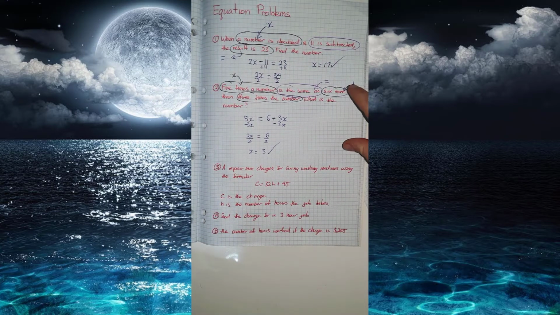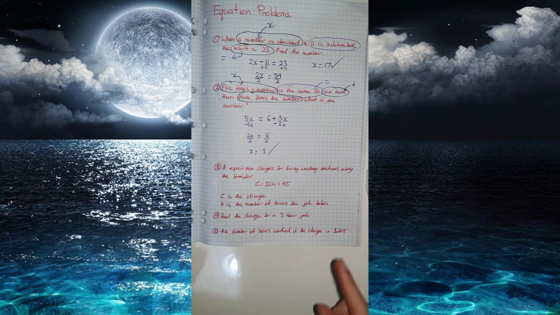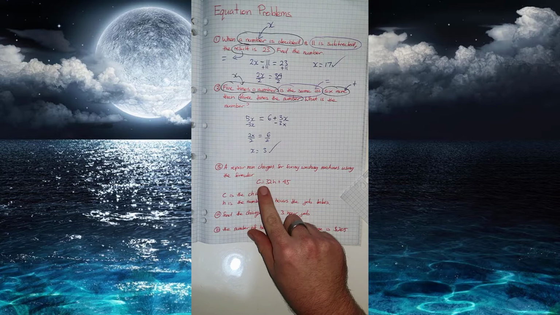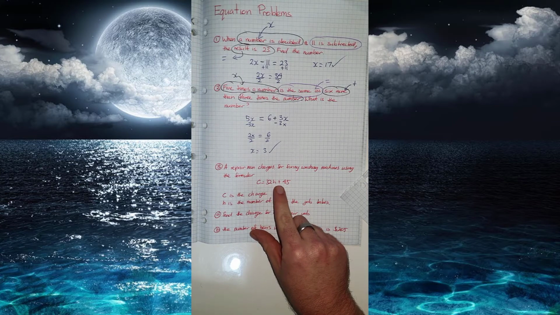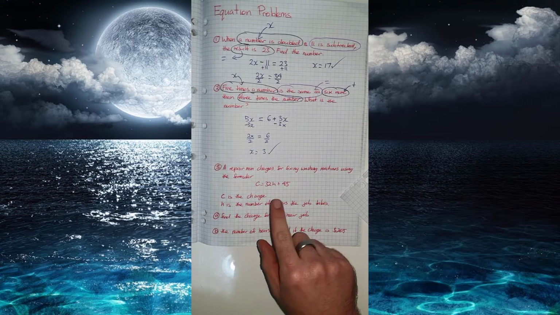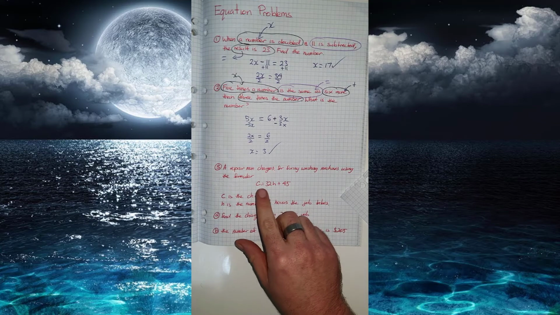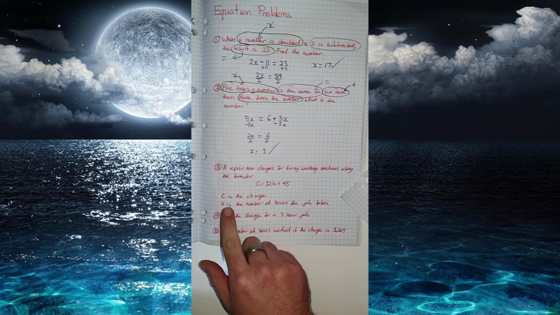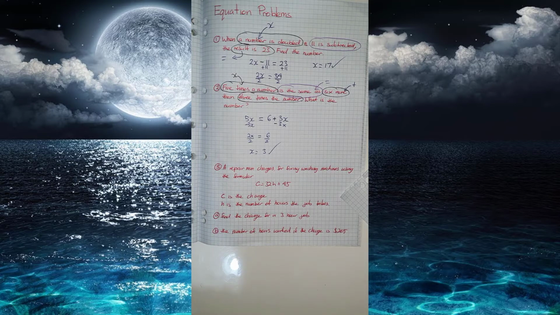Now something a little bit different, very similar to substitution. Sometimes you have to derive the equation formula. Sometimes, however, and more likely, particularly in business and science, you get given the formula. Now a repairman charges for fixing washing machines using the formula C equals 32H plus 45. We've got 2 different variables in here. C is the charge and H is the number of hours the job takes.